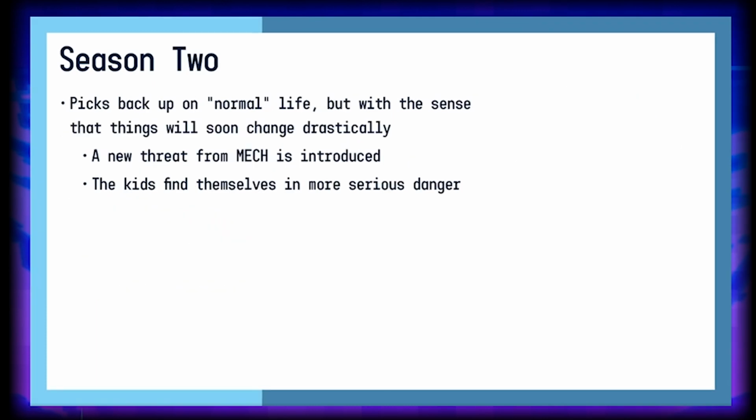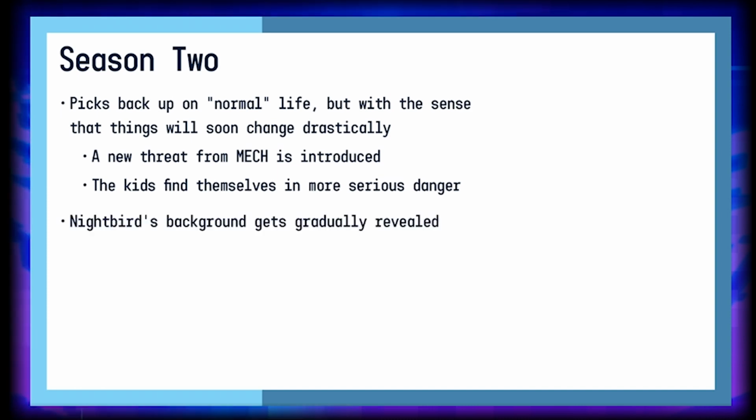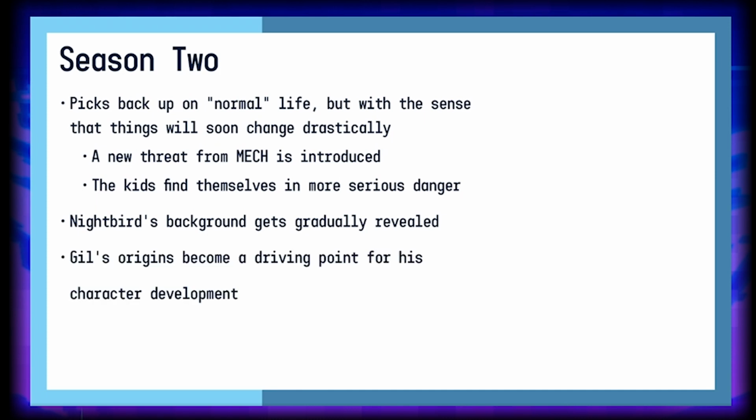Season 2 picks back up on normal life, but with the sense that things will soon change drastically. A new threat from Mech is introduced, and the kids find themselves in more serious danger whenever they help the Nest crew. Nightbird's background gets gradually revealed, as do Gil's origins. Finding out about them actually becomes a driving point for his character development. And finally, there's a major event. Thanks to the largest scale mech attack so far, the presence of the humans is revealed to the other Cybertronians. So, the secret is out for Season 3.